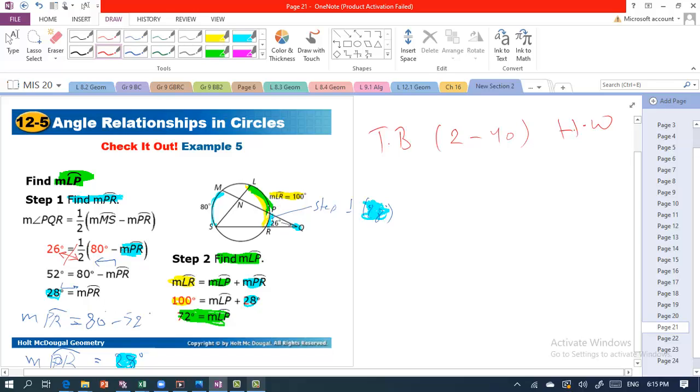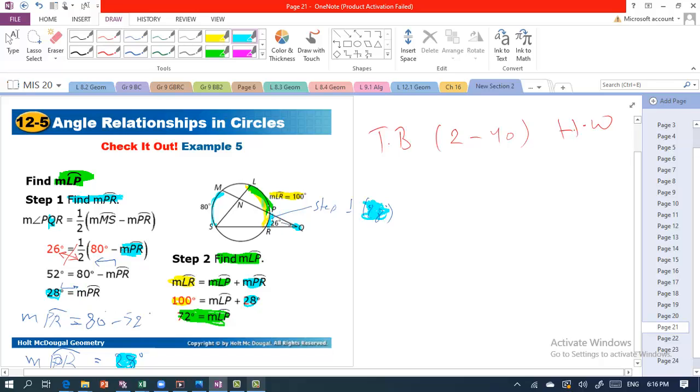So in two steps. Step one, to find the arc LP, we have to find the arc RP, or PR. So step one, find the arc PR using the exterior angle. The exterior angle Q is equal to half of the difference of MS minus PR. It's given: 26 is equal to half of 80 minus PR. That's what you want, the PR. Cross multiply, 26 times 2 is 52. 52 equals 80 minus the arc. Take the arc to the other side and 52 to this side to be positive. So the measure of the arc is 80 minus 52, which is 28, and you can see it's very small.